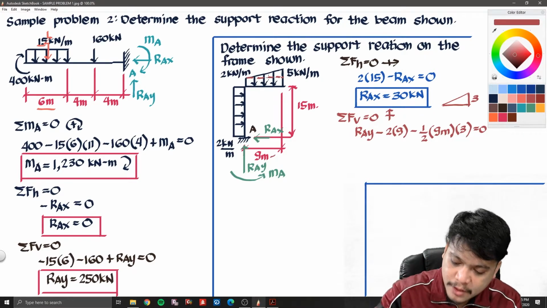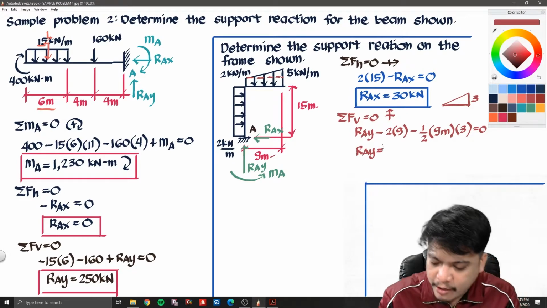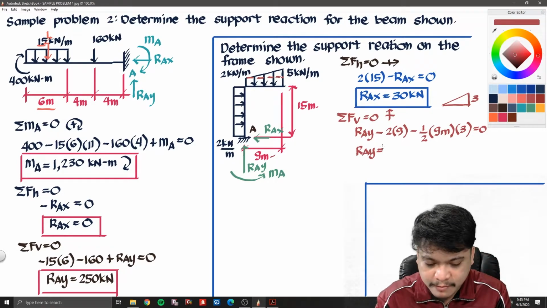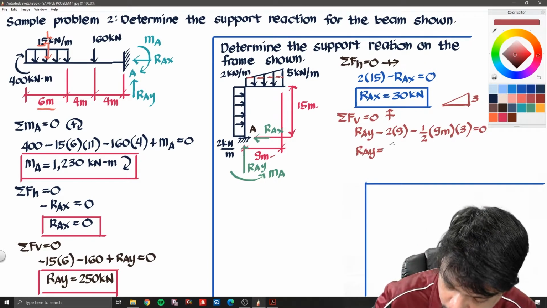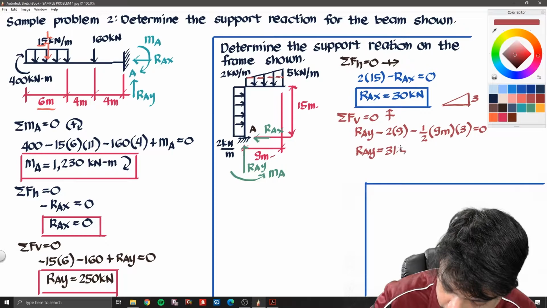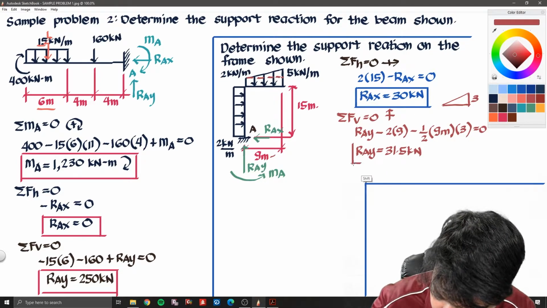Okay? So, we will now have the RAY. So, RAY natin, that is 2 multiplied by 9 plus 1/2 of 9 times 3. Okay? So, you will be having there 31.5 kilonewton. Okay? So, yun. Meron na tayo nun.